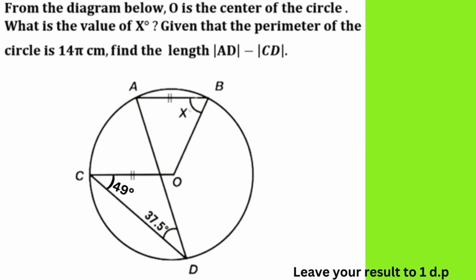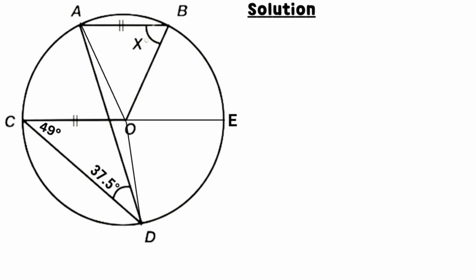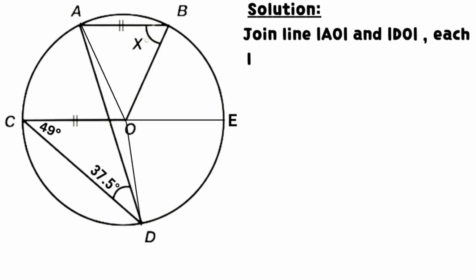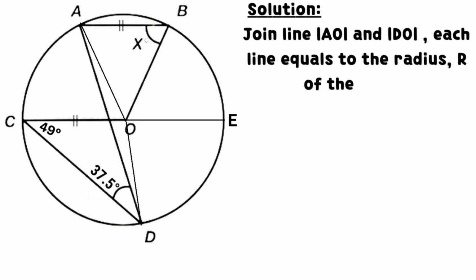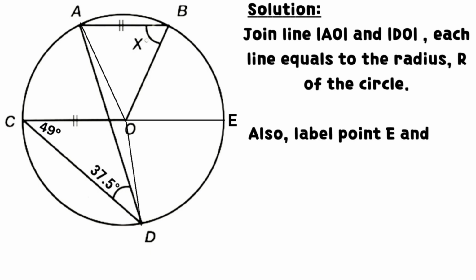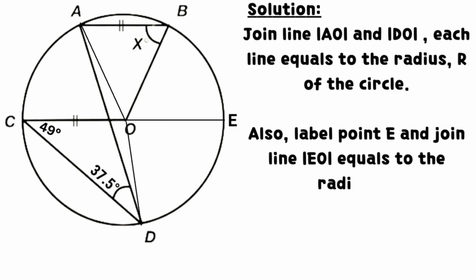Study the diagram and use it to answer the given questions. Join line A, O and D, O. Each line equals the radius, R, of the circle. Also, label point E and join line E, O equals to the radius, R.